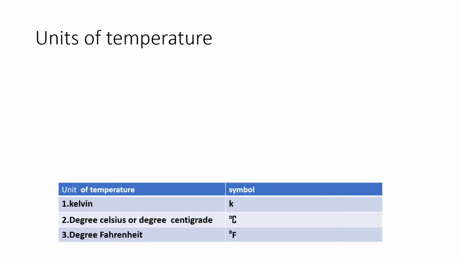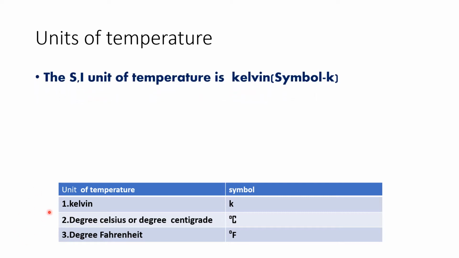Now what are the units of temperature? So we will just see the unit of temperature. The SI unit of temperature is Kelvin and the symbol is written as K. So you can see here Kelvin and K. It is represented as K.